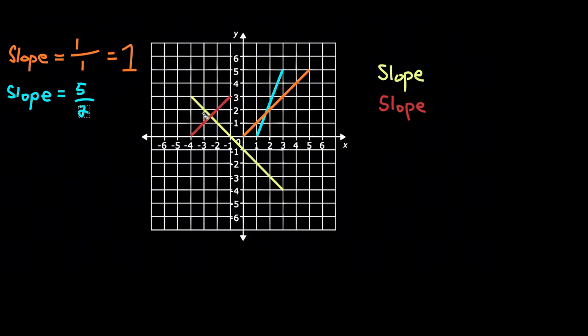Let's give you this green one. What is its slope? What's the change in y for the change in x? So when y goes from 3 to 2, that's minus 1. And how does x change? X goes from negative 4 to negative 3. That's positive 1 for x. So the slope on our green line is negative 1.